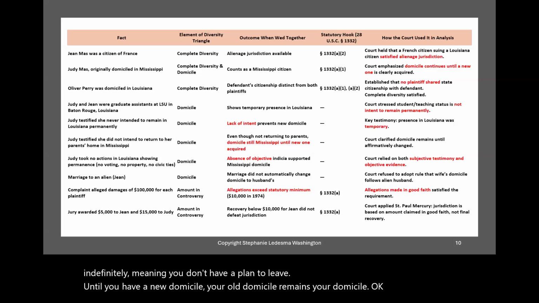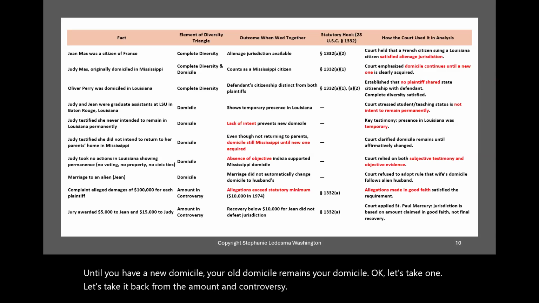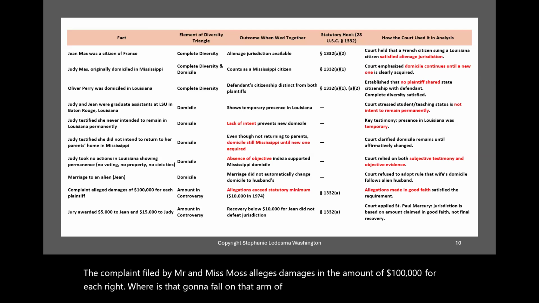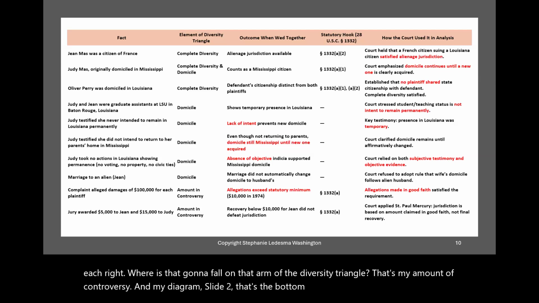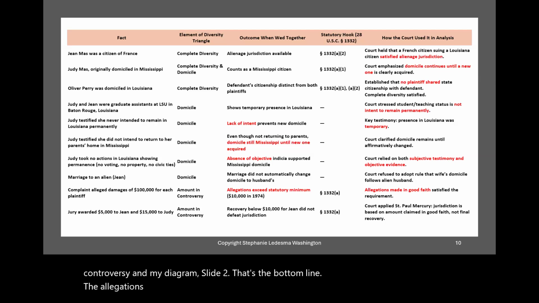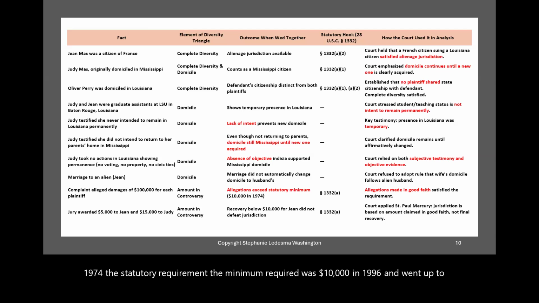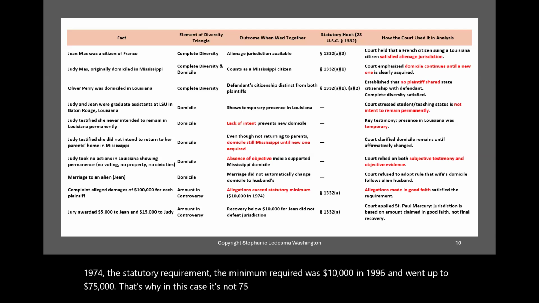Okay. Let's take a fact from the amount in controversy. The complaint filed by Mr. and Ms. Moss alleges damages in the amount of $100,000 for each, right? Where's that going to fall on that arm of the diversity triangle? That's my amount in controversy in my diagram, slide 2. That's the bottom line. The allegations exceed the statutory minimum of 1332(a). Now, in this case, Moss v. Perry, 1974, the statutory minimum required was $10,000. In 1996, it went up to $75,000. That's why in this case it's not $75,000, it's $10,000.